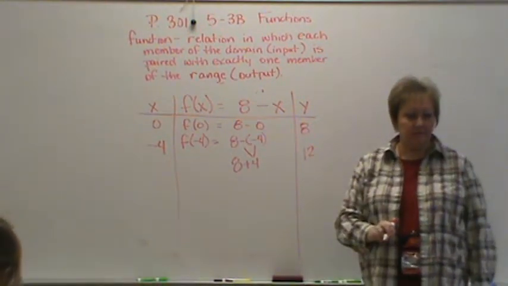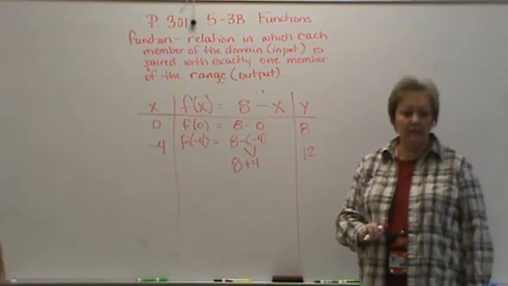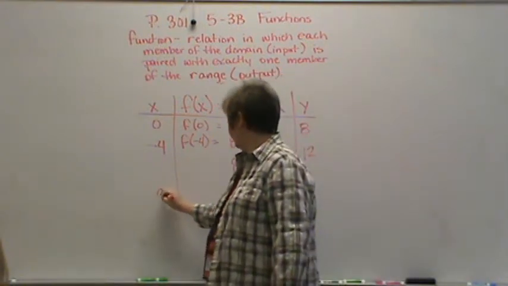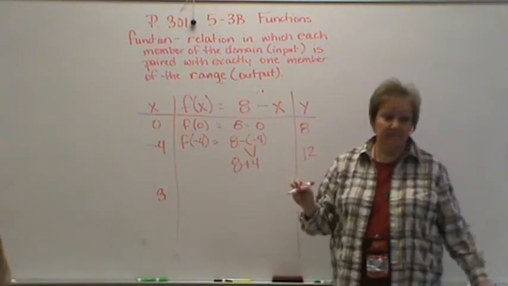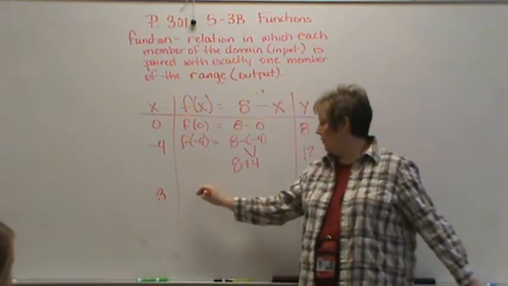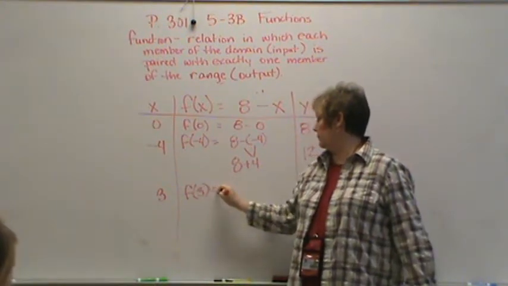Good call. Give me another number. It's your problem, you pick it. 2.5? 1? 3? Do half numbers? Okay, so tell me what I got. f of 3 is 8 minus 3.